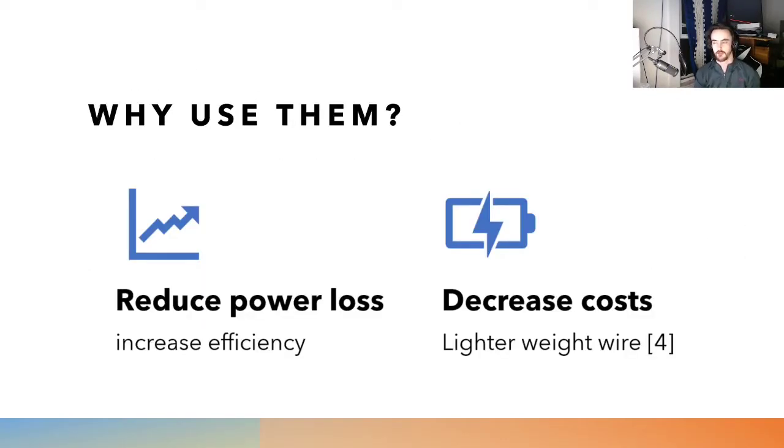So, why use power transmission lines? Well, they reduce power loss, which increases efficiency. When you increase efficiency, you decrease the cost of power, because more of the power being generated can be used at the end consumer, ergo decreasing power cost.